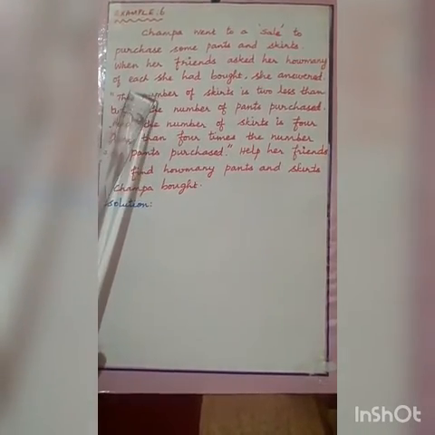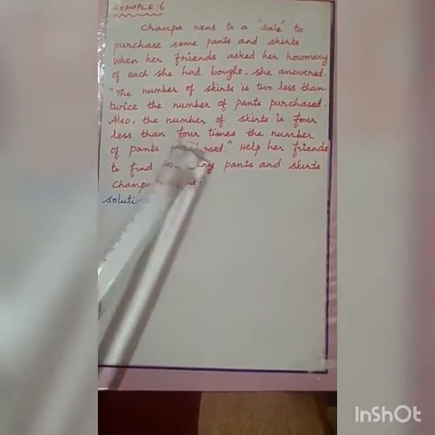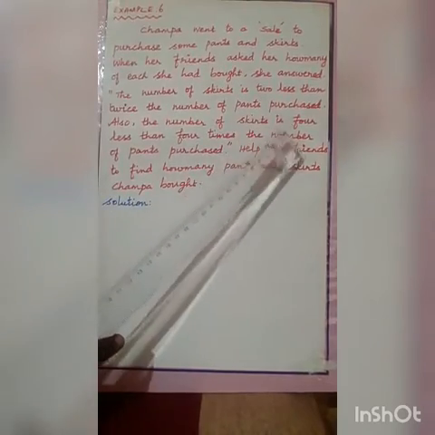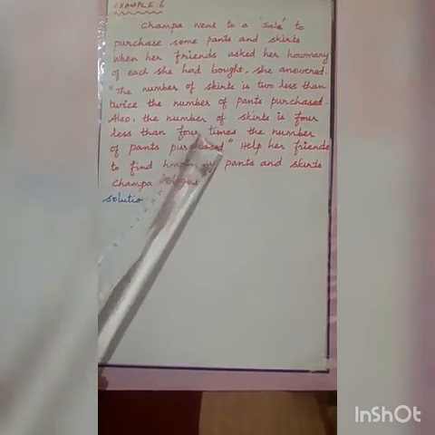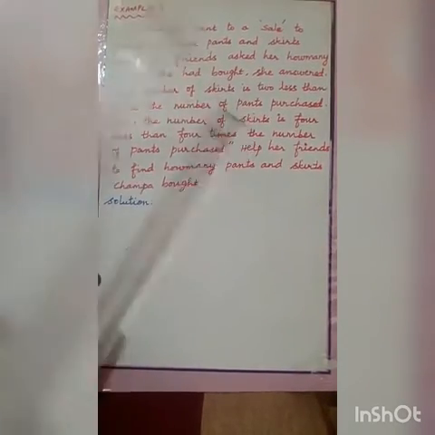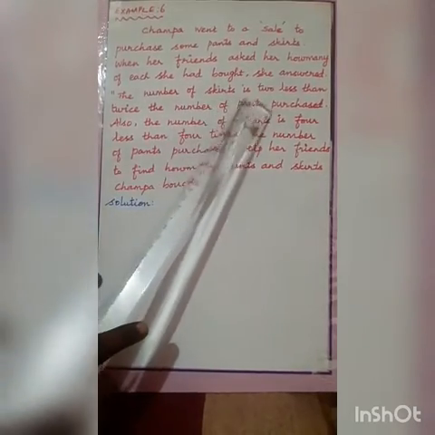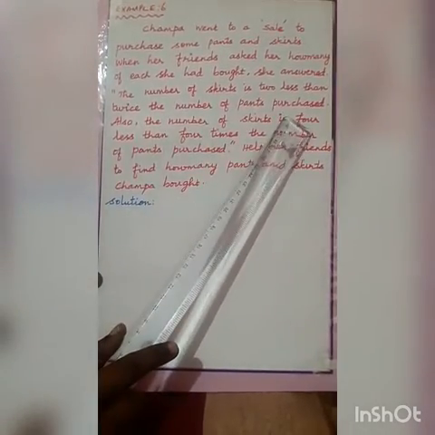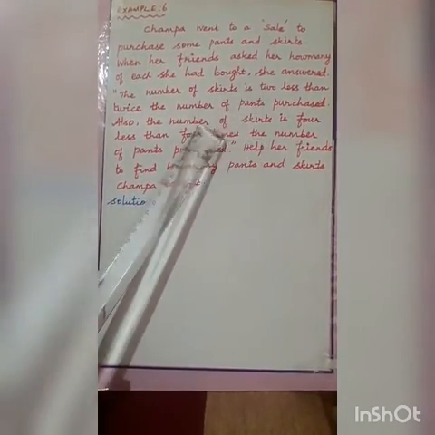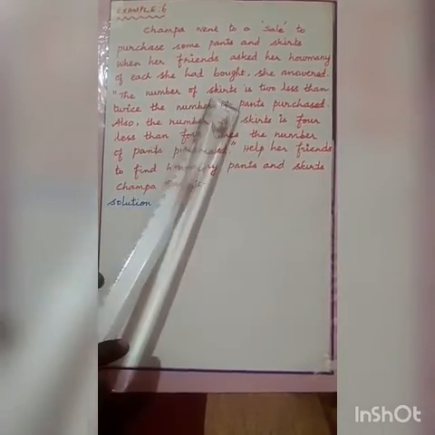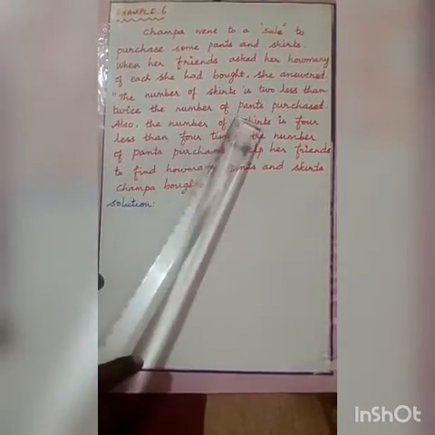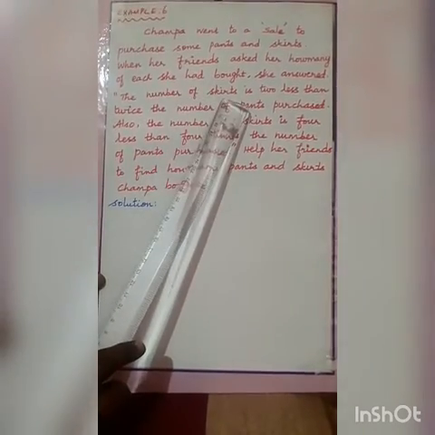In this example we have to form the pair of equations. In the previous example the equations are given, but here you have to find out the equations and then you have to solve the question. The number of skirts is 2 less than twice the number of pants purchased. That means you have to choose the number of skirts be x and the number of pants be y.